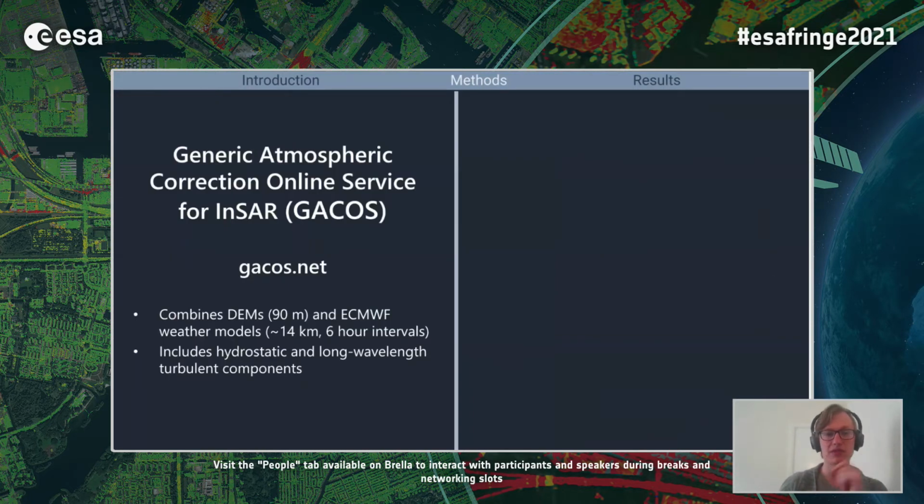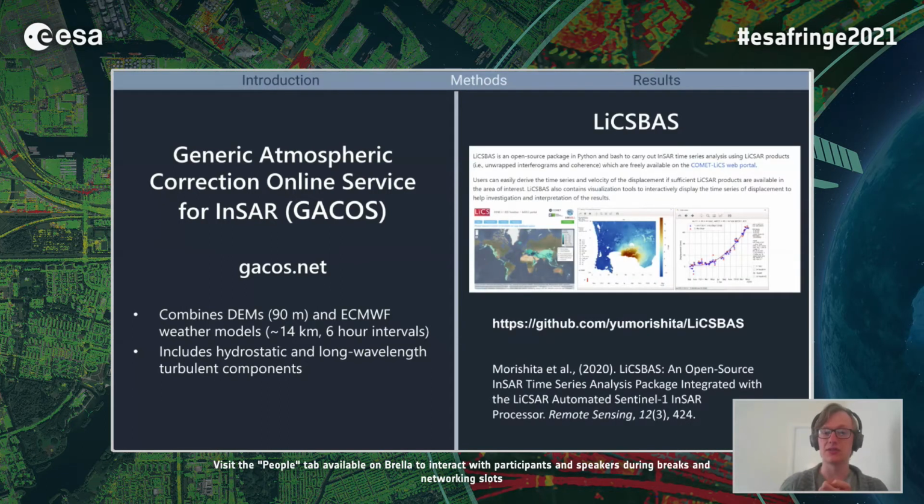Once we have our interferograms, we're correcting for atmosphere using GACOS, which can be found at the website link there. And we're also then performing our time series analysis using LiCSBAS. So this is an open source Python package to do NSBAS time series analysis that was written by Yu Morishita, and I strongly recommend people checking it out. It's quite a good bit of software.